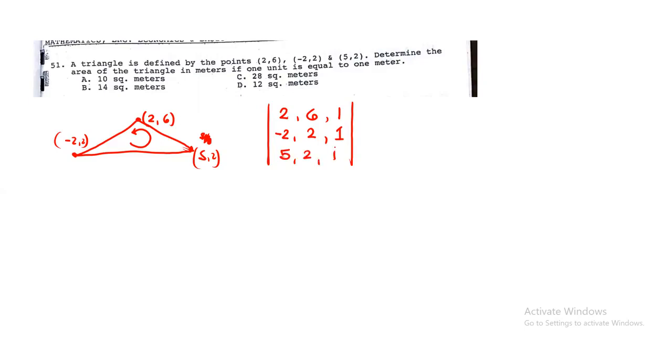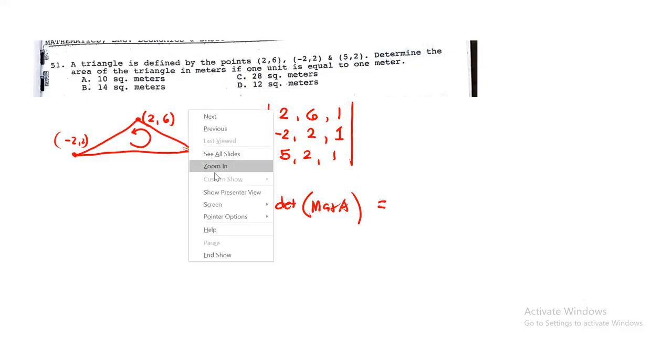So, kahit anong pagkakasunod-sunod na gusto mo, basta pa-counterclockwise siya. Mauuna itong (2, 6), then (-2, 2), and (5, 2). Or pwede mauna ka sa (5, 2), (2, 6), (-2, 2). Or mauna dito, (-2, 2), (5, 2), and (2, 6). Kahit anong arrangement, basta counterclockwise. So, makuha natin area: 1/2 determinant ng matrix A. Yan makuha natin dyan yung sagot.